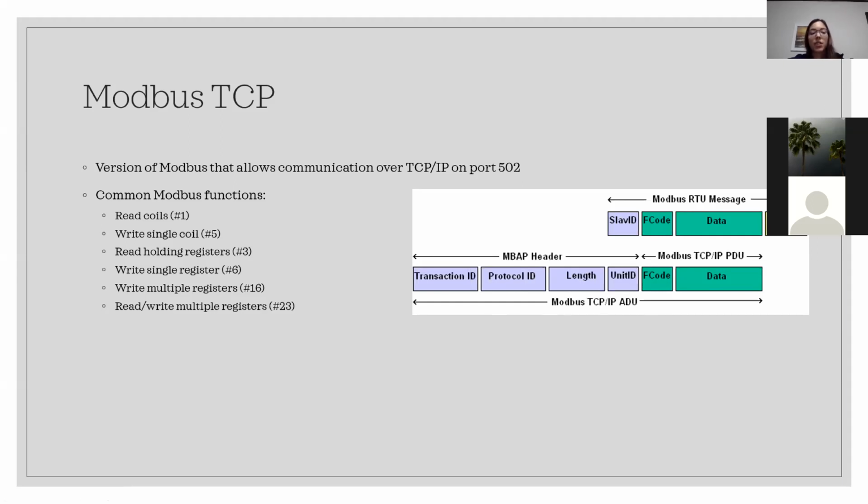Some common Modbus functions are reading and writing to coils. Coils represent a single bit of information. So you can think of it as a single bit register or a Boolean, if that makes it easier for you. Then you can also read and write to registers, which hold more than one bit of information. And you can also read and write to multiple registers at the same time.